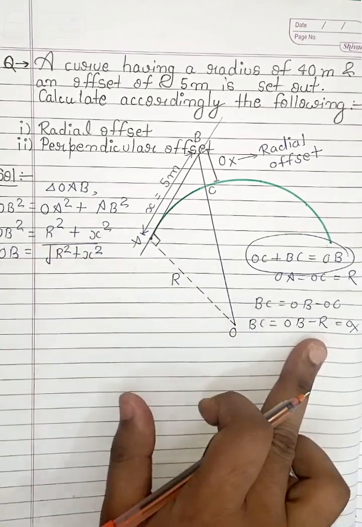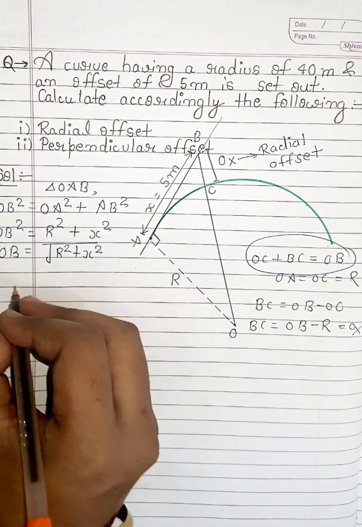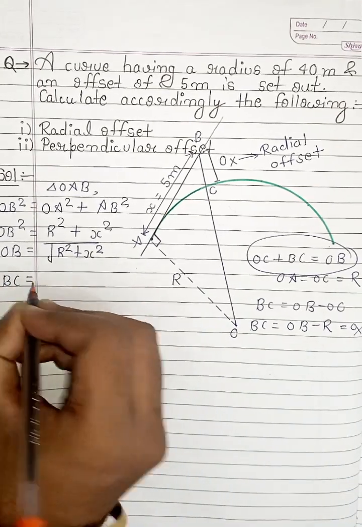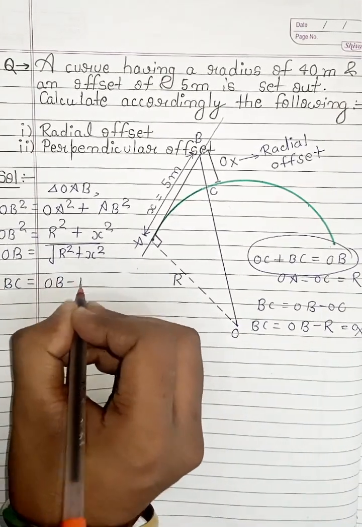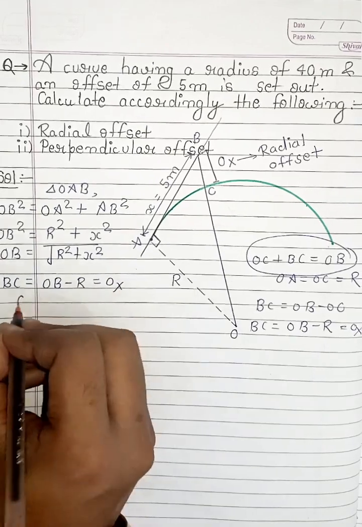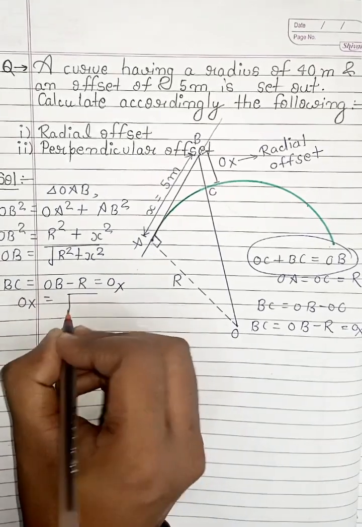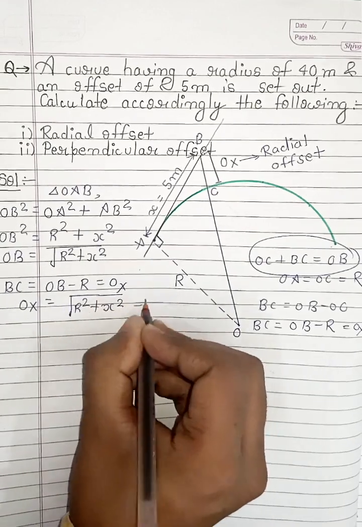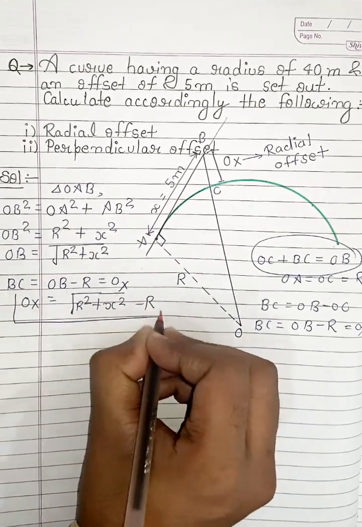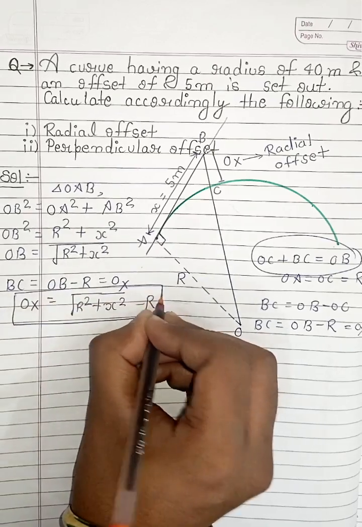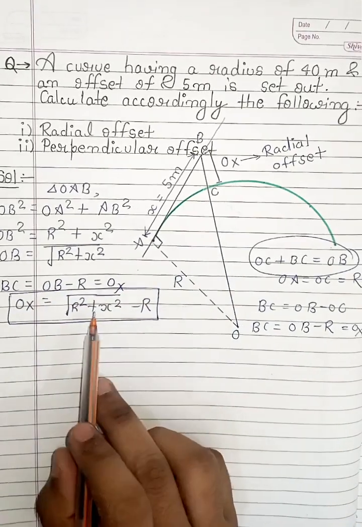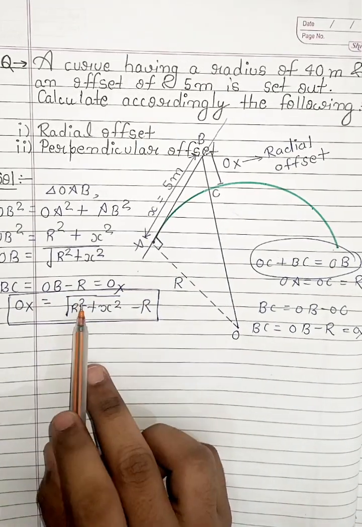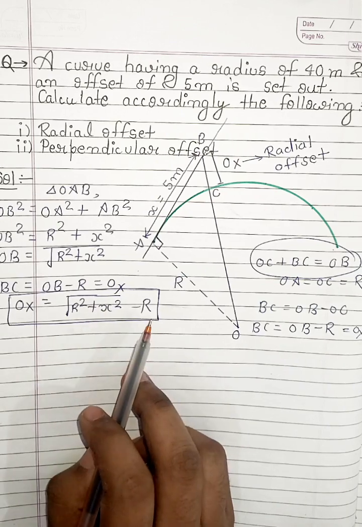From here we can substitute OB in this particular equation, and we will get BC is equal to OB minus R is equal to OX, or we can say OX is equal to OB, that is under root of R square plus x square minus R. So this is the formula for calculating the radial offset. You can remember this as well. It's very simple. See, plus minus under root of R square plus x square minus R.